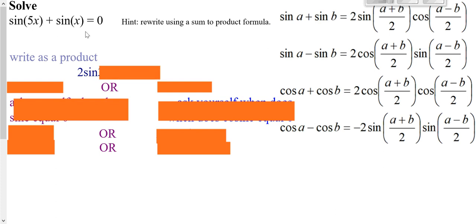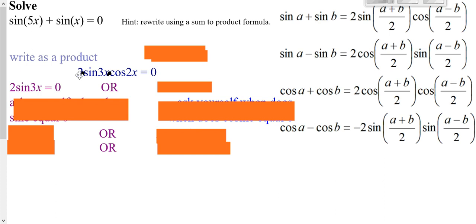Our angles are 5x and x. We add that, we get 6x divided by 2 is 3x. Then we have to go cosine. And then we have to go ahead and subtract our angles. 5x minus x is 4x. Divide by 2 is 2x. Now we have a couple things multiplied together to give us 0. If you look at this, you have a sine times a cosine, and it times it by 2. So you can set all these equal to 0.